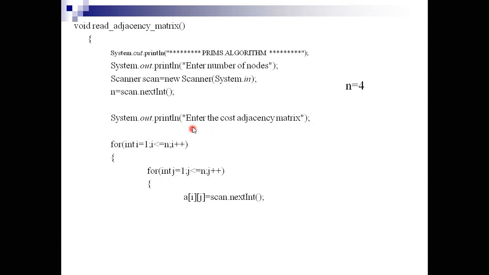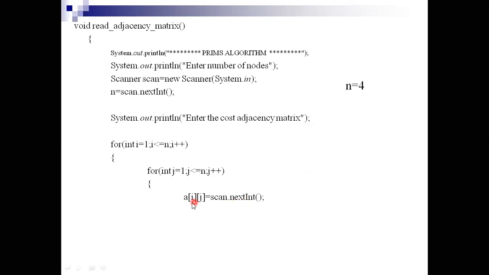System.out.println. I have already given here, enter the cost adjacency matrix. So you should keep entering the elements of the cost adjacency matrix separated by a space, and separated by an enter key if a particular row ends. So separate the columns with a space and separate the rows with an enter key. We'll see in the program, when I execute it, how exactly you're supposed to enter.